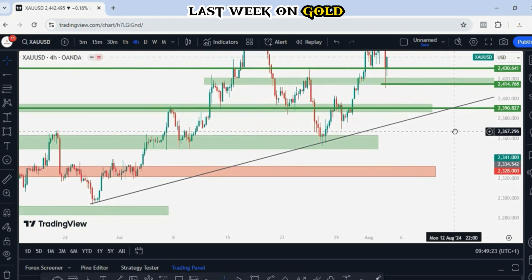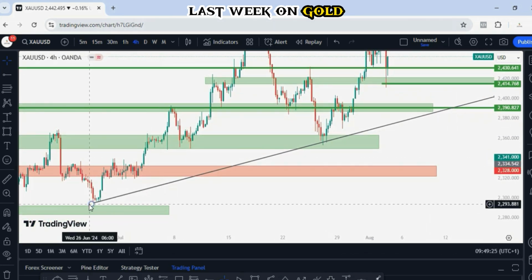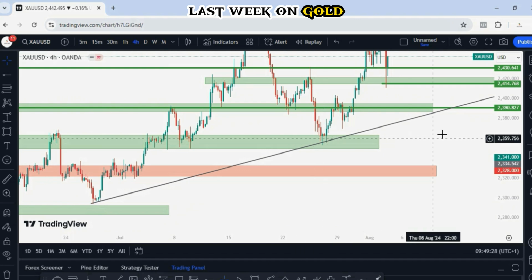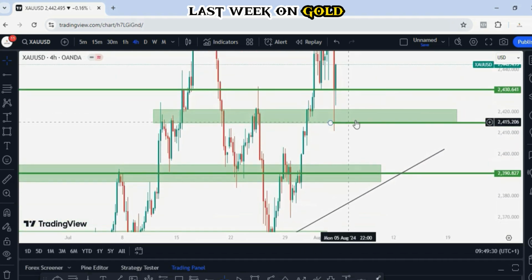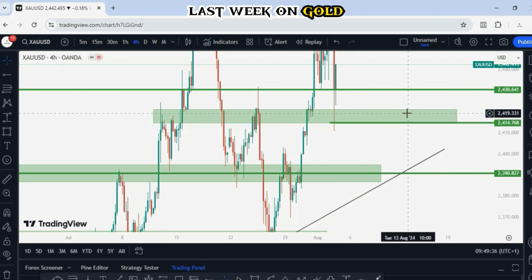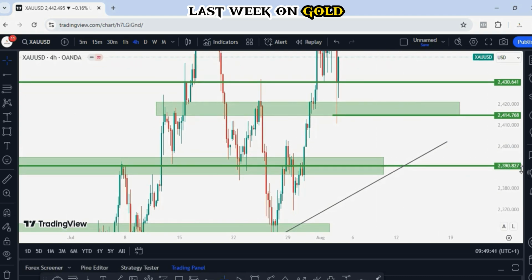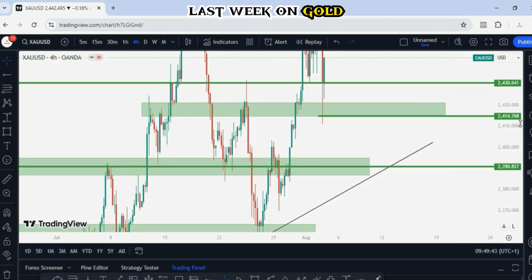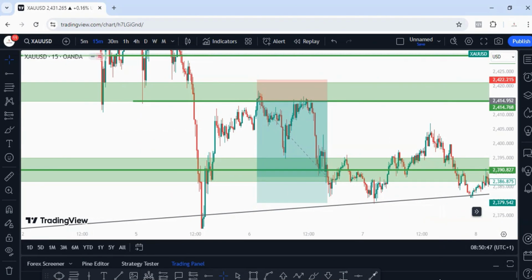As a matter of fact, there's a trend line that is coming on this forward time frame from the bottom here. So that would be my target if we go to the 15 minutes time frame after price must have broken down below 2414.768, retest it on the 15 minutes time frame. Then my target will be this trend line and this 2390.827 area.